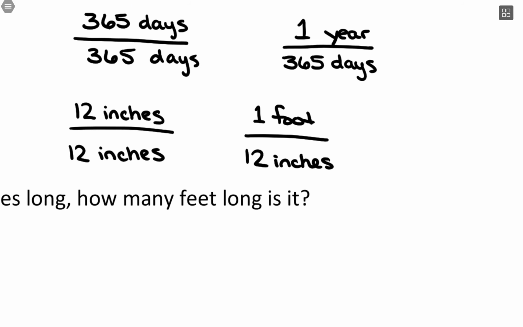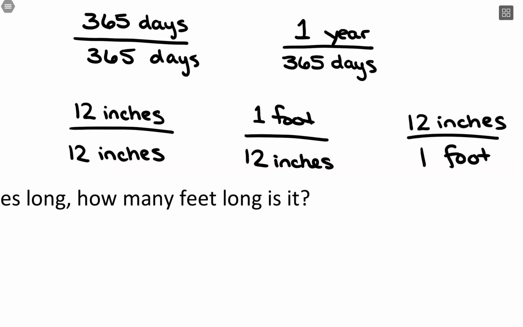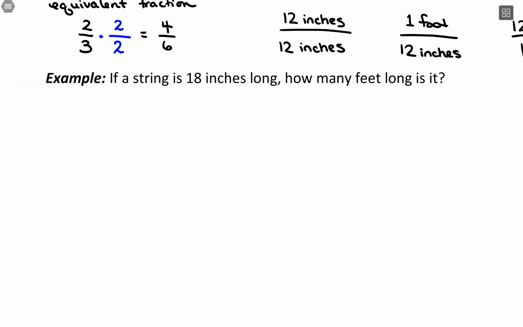So with this, we create a unit fraction. Notice that I could have done this as 12 inches in the numerator and 1 foot in the denominator, and that's exactly the same. All of these are equivalent to 1. This is 1, 1, 1, where the numerator and denominator are the same measurement. But what we're going to need to do is think about the different ways that we can order it, because that'll help us with our conversions. So let's see how this comes about.